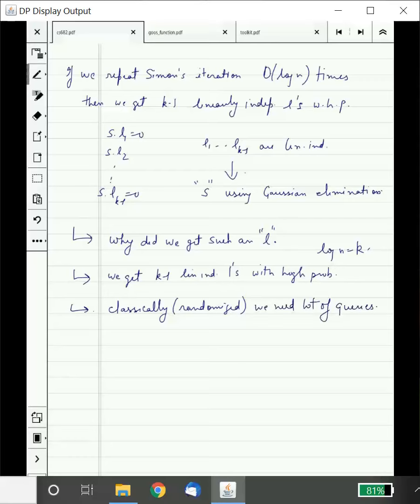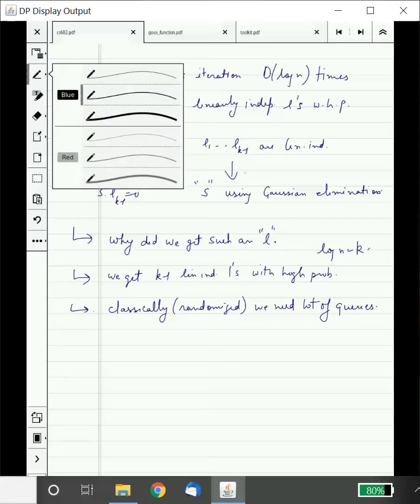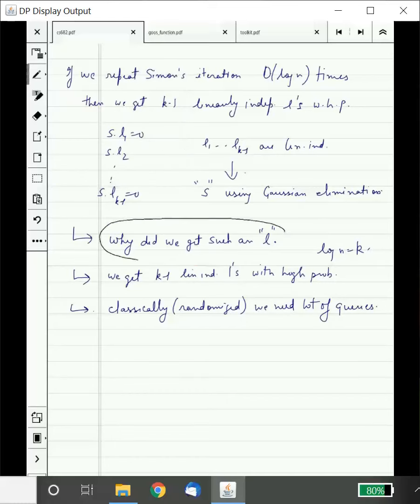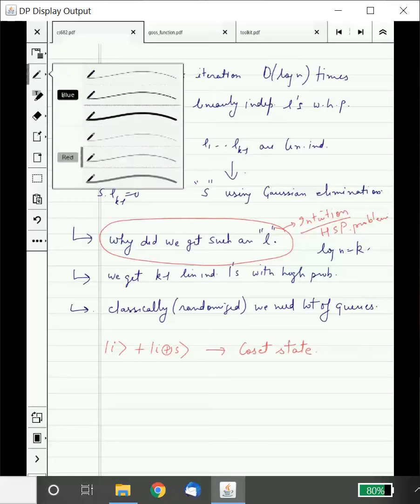The first part, in some sense, is to provide you more intuition and lay the platform for the hidden subgroup problem. I will talk about the HSP problem later, but okay, let's see, why did we get such an L? Actually, if you remember, last time the state, I called that a coset state. All these names will make sense now with a little bit of explanation.